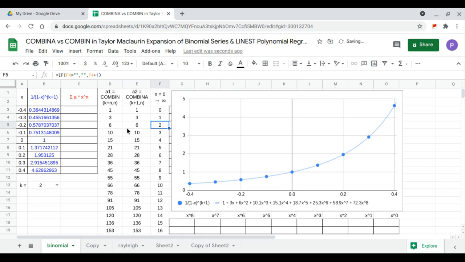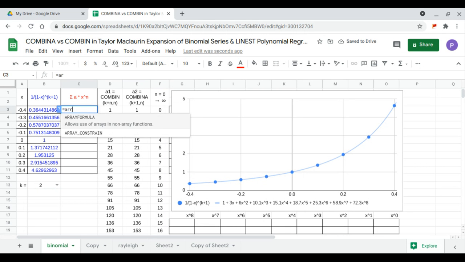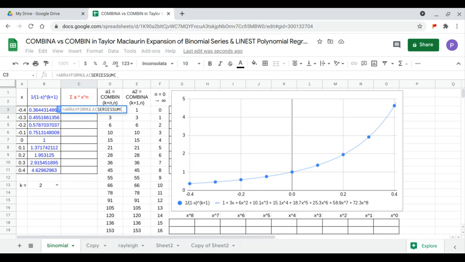And now we can enter the Taylor-Maclaurin series sum. So array formula, series sum of the x values raised to the power n, where n starts from 0, incremented by 1. And the coefficient will be, let's say we choose COMBINA, since they're the same anyway.